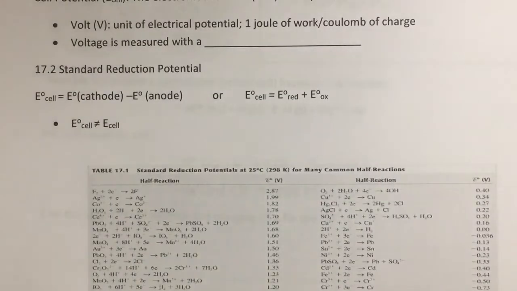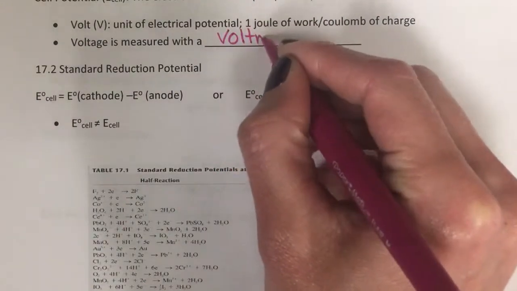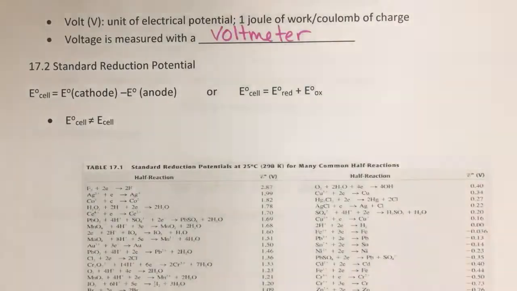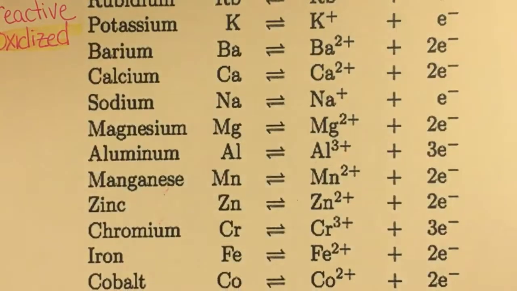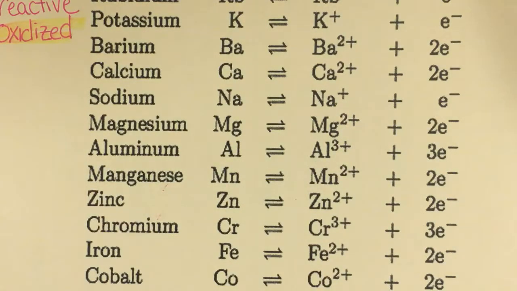Now, I said that the voltage, the electrical current, is going to be measured by a voltmeter. And so I'm going to be able to determine how much current is actually being produced. When I talk about how much current is being produced, I can talk about it either qualitatively or quantitatively. If I look at my activity series, the further apart two different elements are, the more voltage is going to be produced.